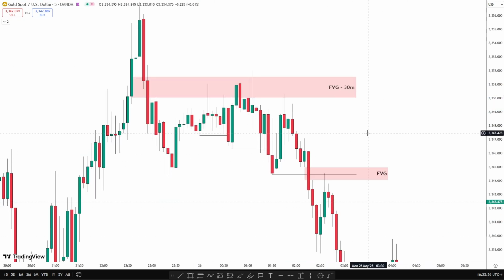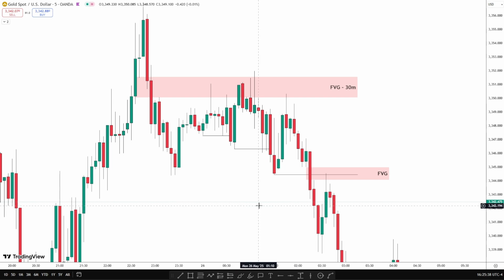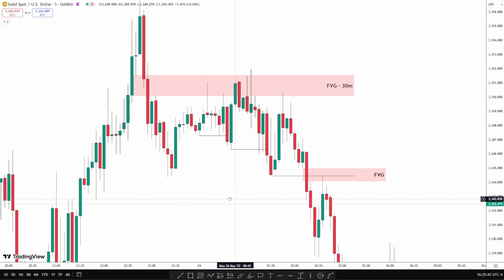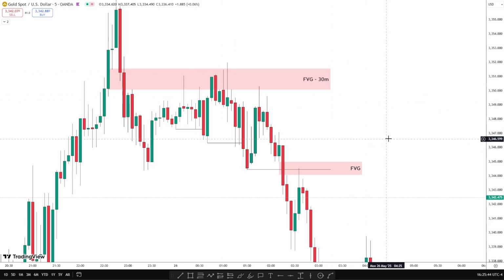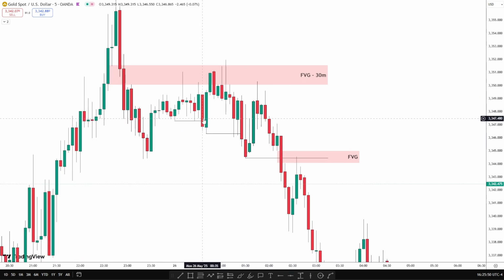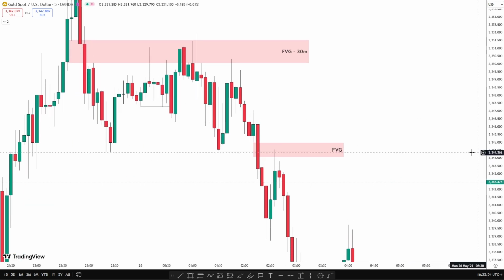So what are we going to be looking for with breaks of structure? We are looking for the continuation of the current trend. So as you can see in this instance, the trend was bearish. We were creating lower lows, breaking the previous legs, and getting retracements back inside of the range. So what we're looking for after our break of structure is we're looking for our retracement back inside the range.